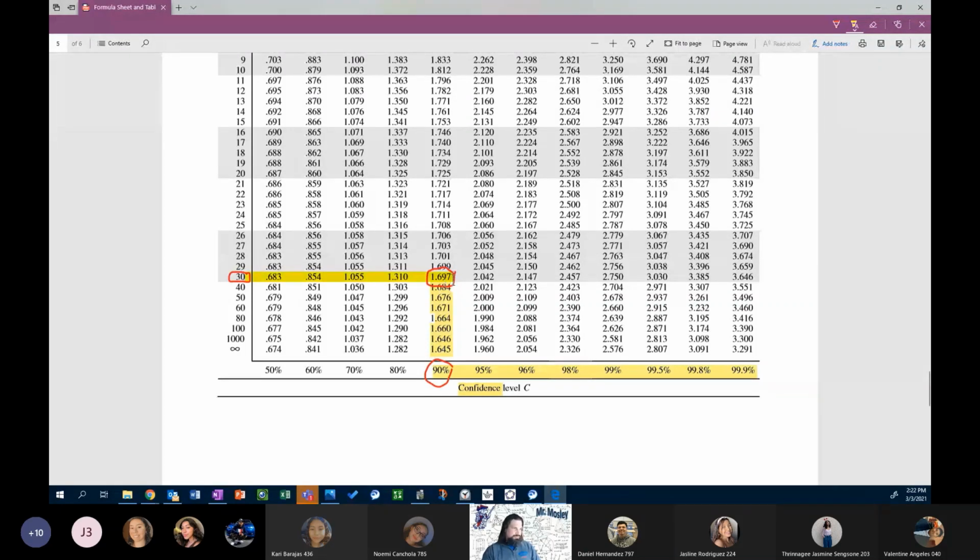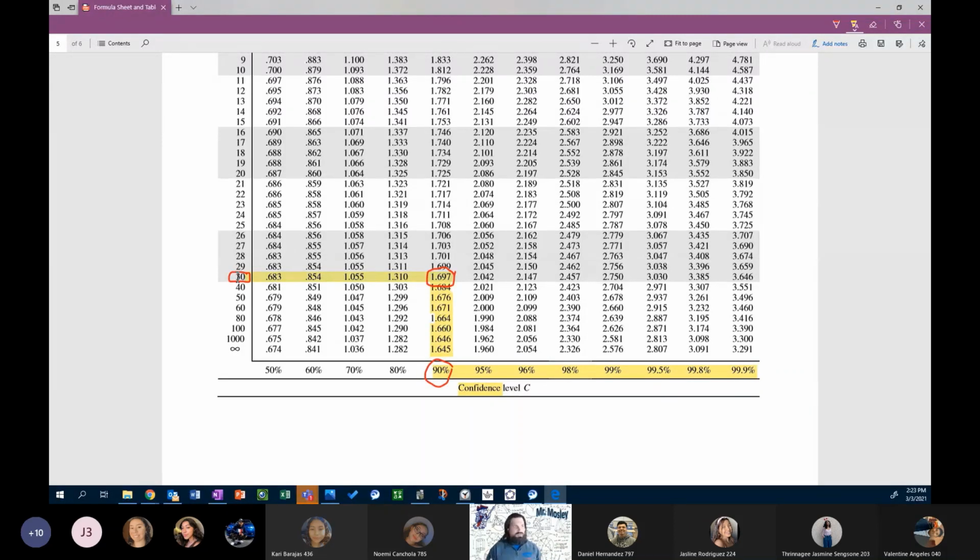There's a big difference between 1.697 and 1.684, relatively speaking. So using 40 is going to produce a different result. We use 30 because we have to err on the side of caution. So we can't overestimate, right? We don't want to overestimate what the interval is. So we need to use the lower degree of freedom available.